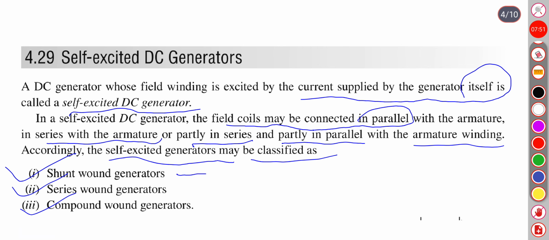In case of a shunt generator, the winding is connected in parallel. In case of a DC series wound generator, the field winding is connected in series. In compound wound, partly the winding is in parallel and partly it is in series.